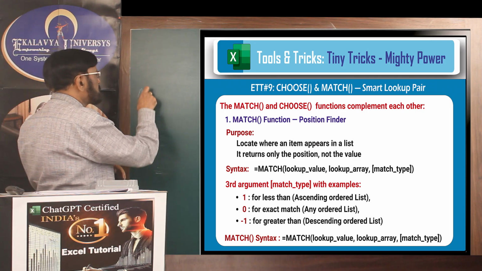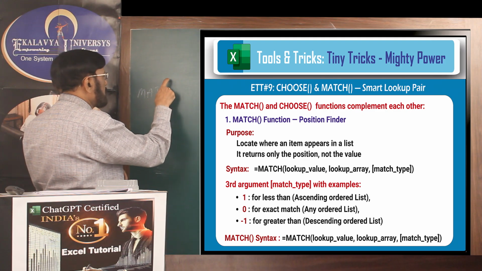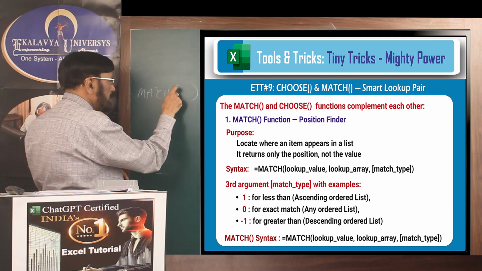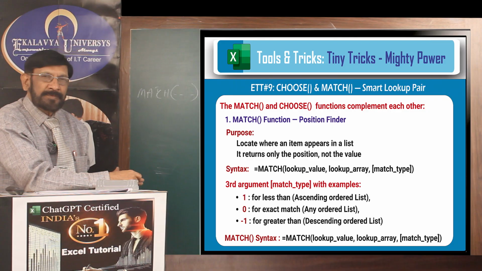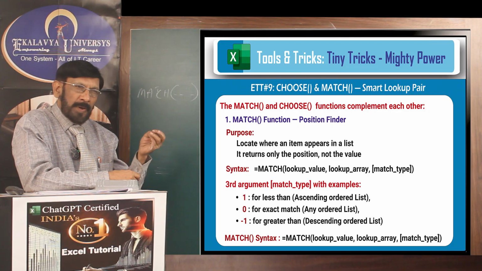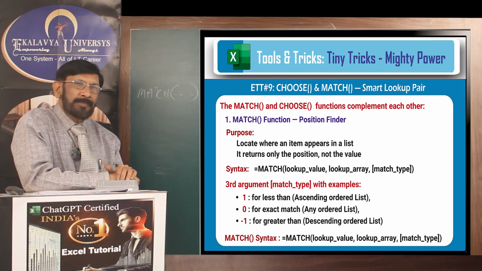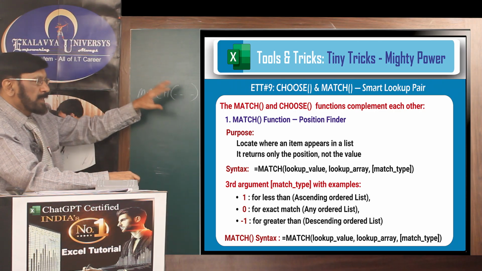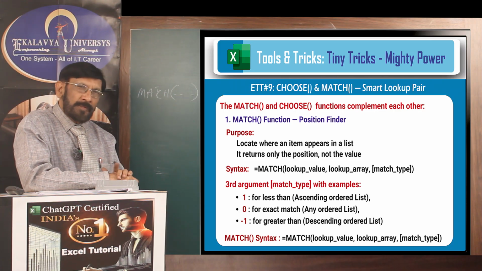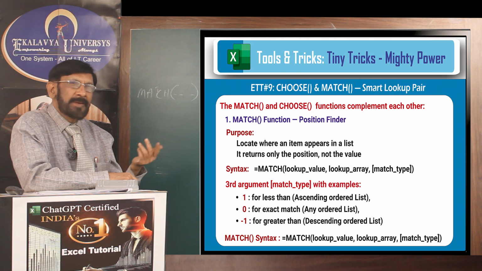As far as MATCH is concerned, there are 3 arguments. Actually, whatever you are giving in these are called arguments or parameters. Normally, the most popular word is arguments. For most functions, we give arguments. It may be 0, 1, 2, or any number.